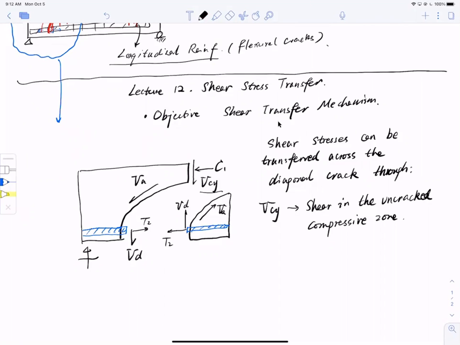And I also have VA, in parallel with the diagonal crack. And this is called interface shear transfer, or better known as aggregate interlock.